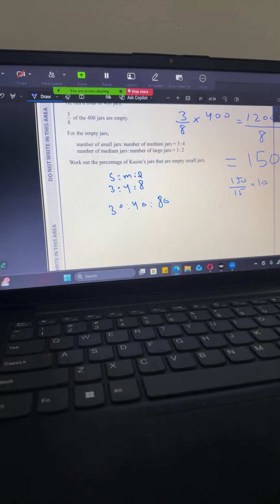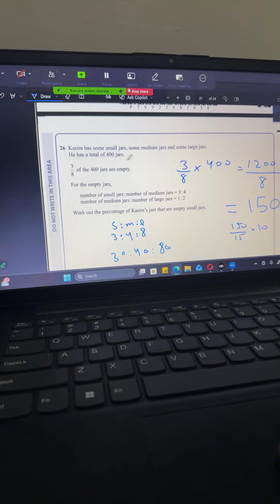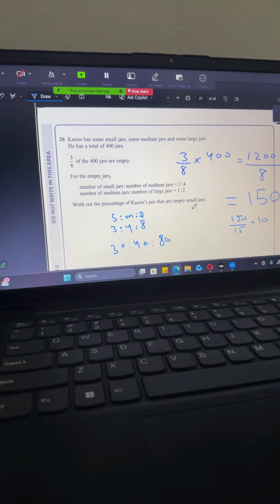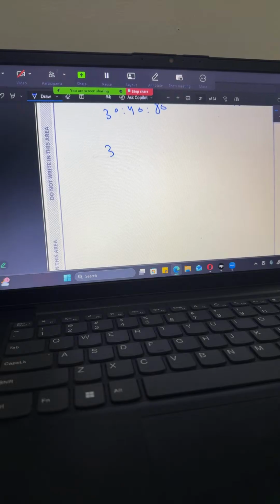Now the question is, work out the percentage of Qasim's jars that are empty small jars. Now out of his 400 jars, how many are small empty jars? Small empty jars is 30. So 30 divided by 400 multiplied by 100, right? This is how we find the percentage. These two zeros will cancel out, right? This is known as mental math. So we have 30 divided by 4.